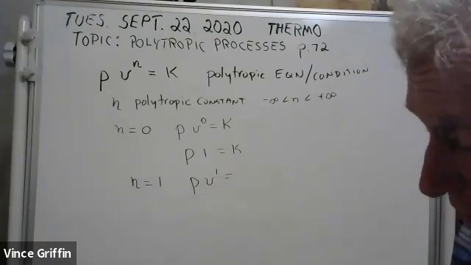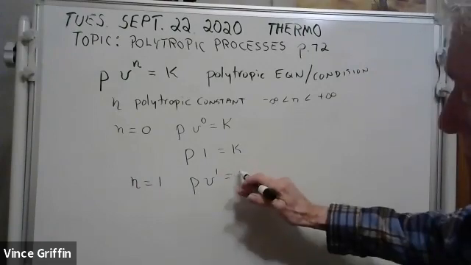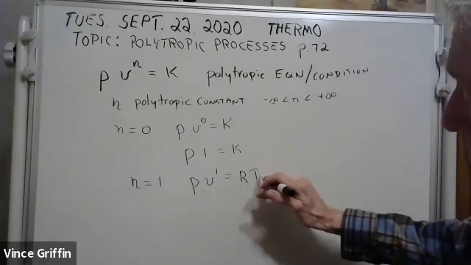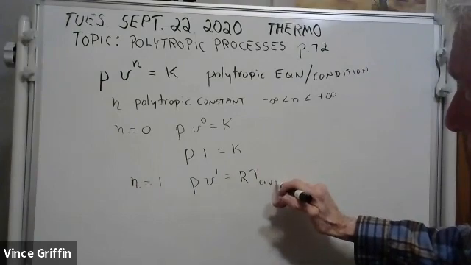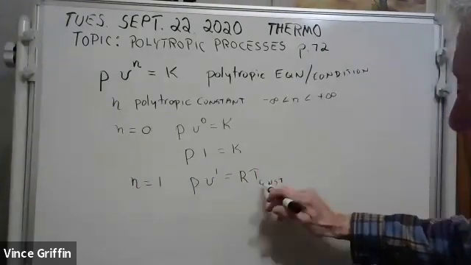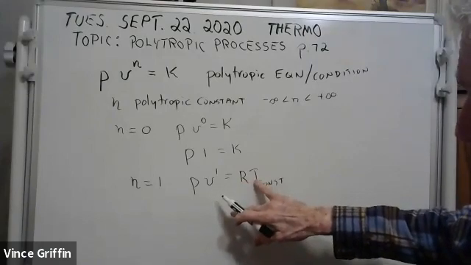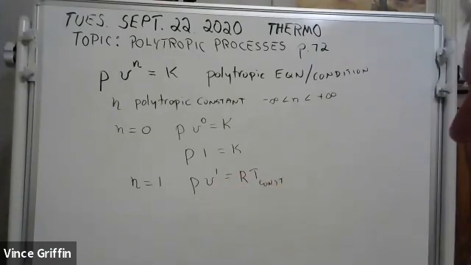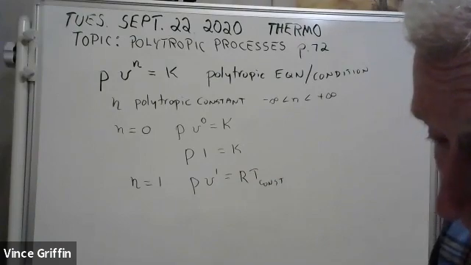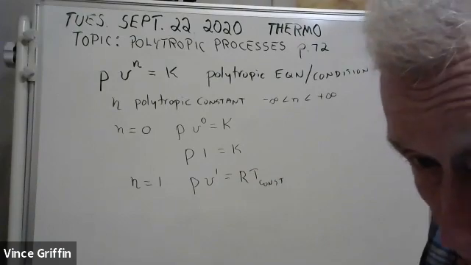Now, if the polytropic constant is equal to 1, then PV to the 1 equals a constant. Now, we've seen something like that before. If you had a constant temperature, then this constant could be R, which is a constant, times T, which is a constant. Hey, you know what you're looking at there? You're looking at an ideal gas isotherm, aren't you?